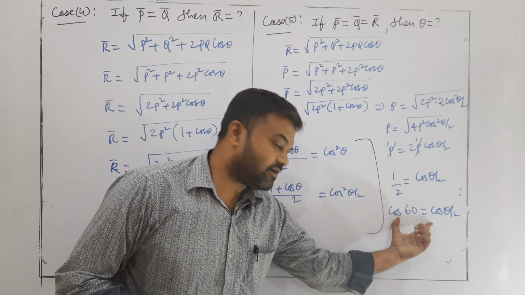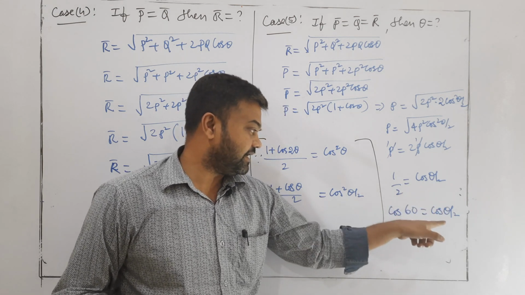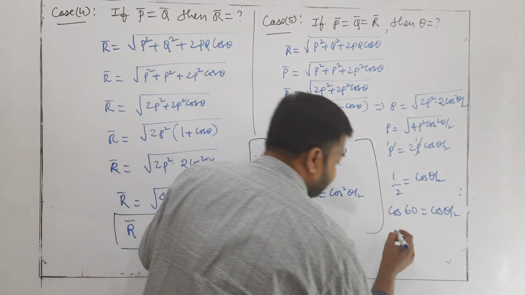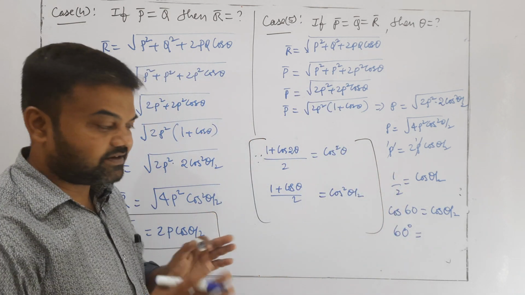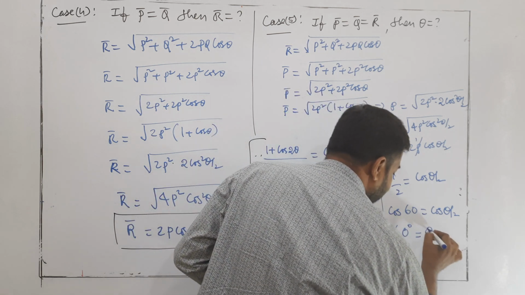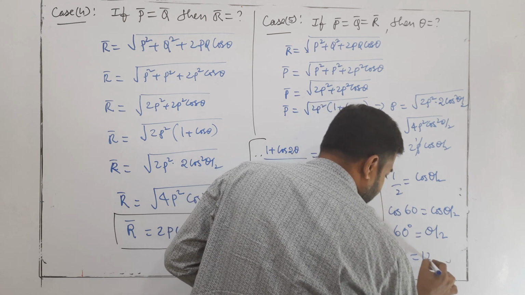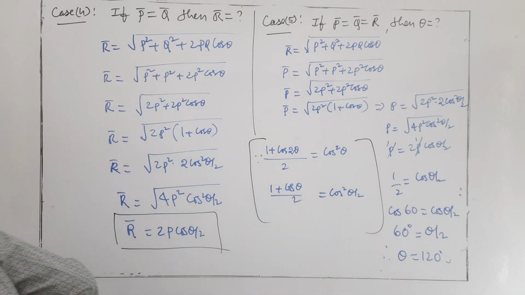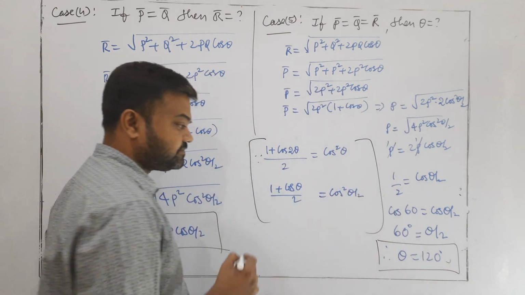Both sides cos we can cancel, by applying cos inverse on both sides, and we can cancel both cos on both sides, and finally we can write 60 degrees is equal to theta by 2. Therefore theta is equal to how much? 120. Cross multiply it. What is the value of theta? Theta is 120. It's also very, very important.